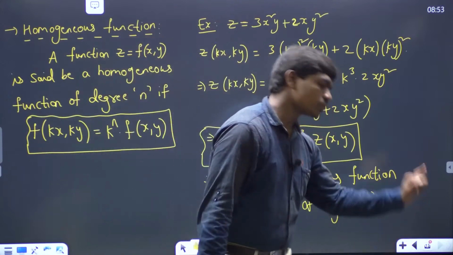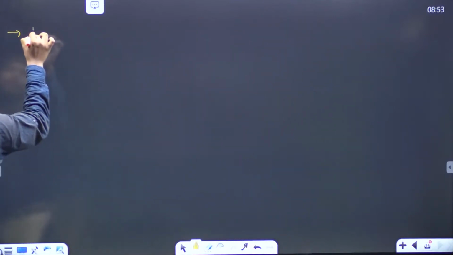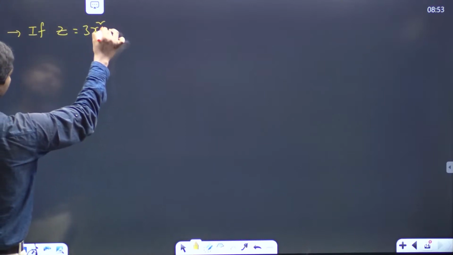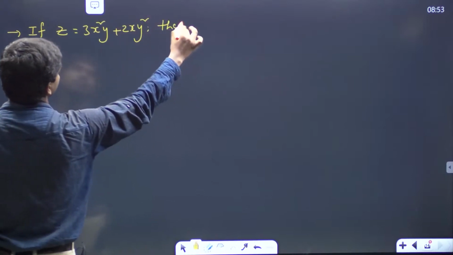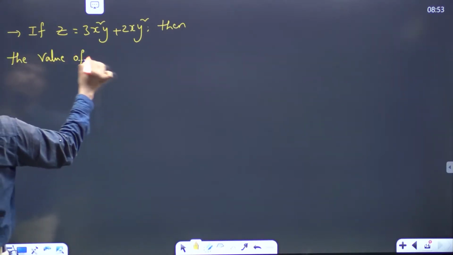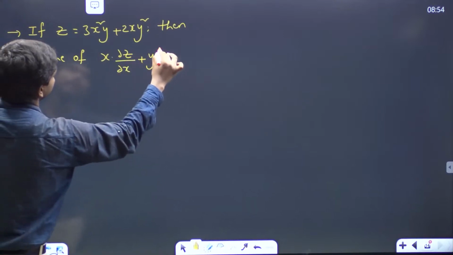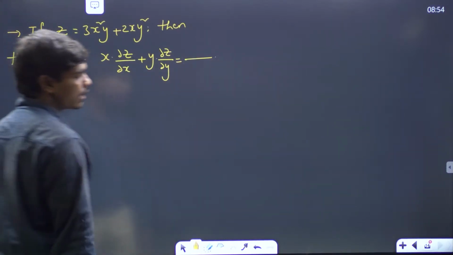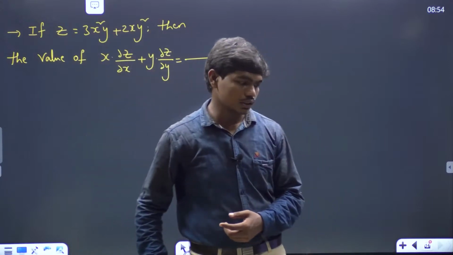Correct? Now I want you to calculate some result for this function. If z is equal to 3x²y plus 2xy², then the value of x into dou z by dou x plus y into dou z by dou y is equal to dash. This is the thing that I want you to evaluate now. Please evaluate this and tell me the answer. What's the answer for this?